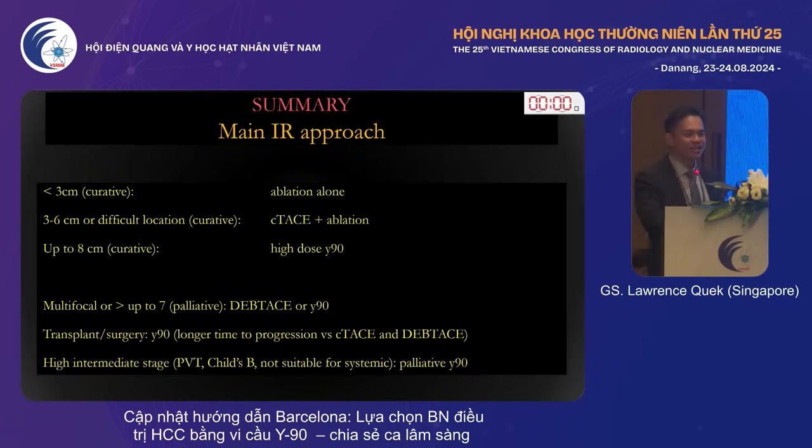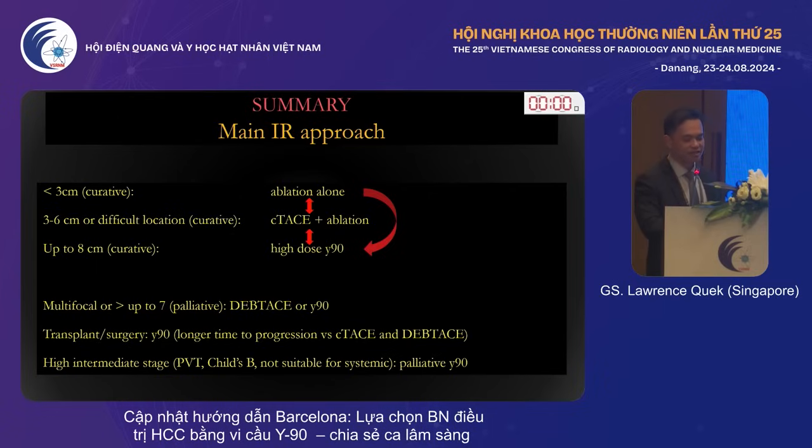Our approach is still largely, if it's less than 3 centimeters, we'll still go for ablation. And if it's 3 to 6 centimeters in a difficult location, we do a CT and ablation, because Y-90 is costly. Up to 8 centimeters, if you're going for curative, we'll do a high dose Y-90. Of course, given the new BCLC guidelines, these are interchangeable based on patient factors, customizing your treatment to the patient.